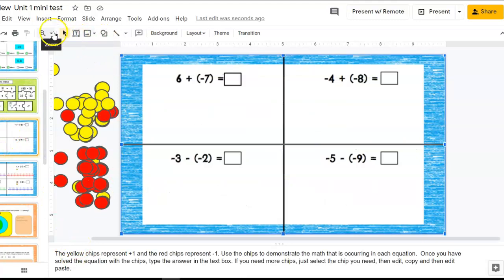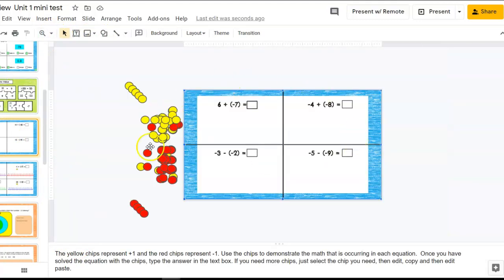Here, you might have to zoom out a little bit to see all the counters. The yellow chips represent 1 positive, and the red chips represent 1 negative. Use the chips to demonstrate the math that is occurring in each equation. Once you have solved the equation with the chips, type the answers in the text box. If you need more chips, just click the chip you need and then edit, copy, then edit and paste.